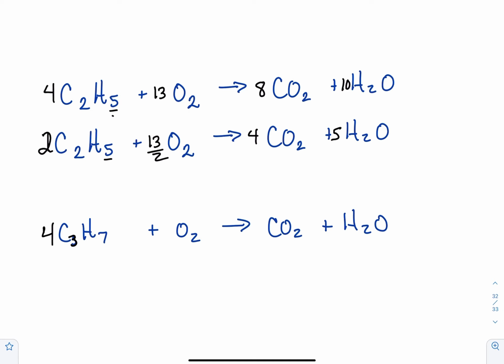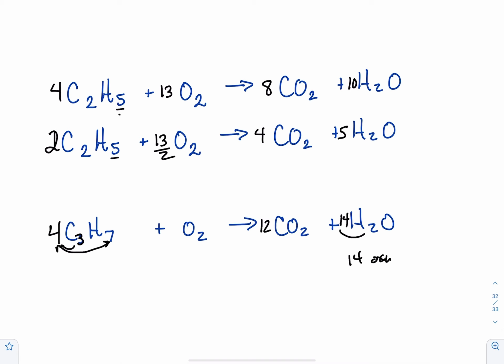So I've got 12 carbons because 4 times 3. And then I've got 4 times 7 is 28. Half of that is 14 hydrogens because the 14 times the 2 is 28. So that gives me 14 oxygens. That gives me 24 oxygens. And so together that gives me 38. And if you aren't sure, half of that is going to be 19.